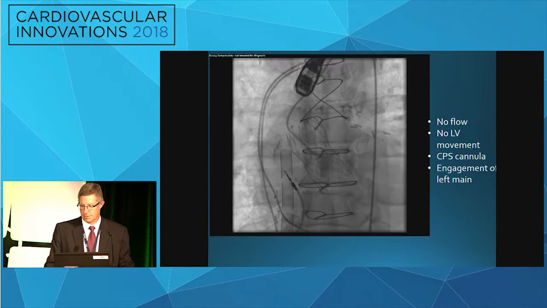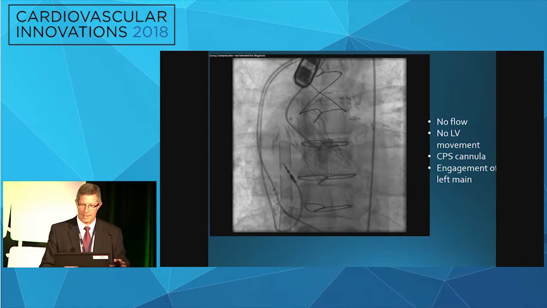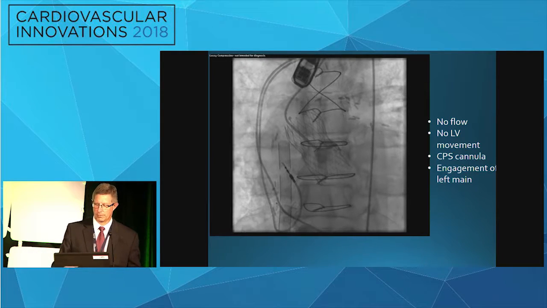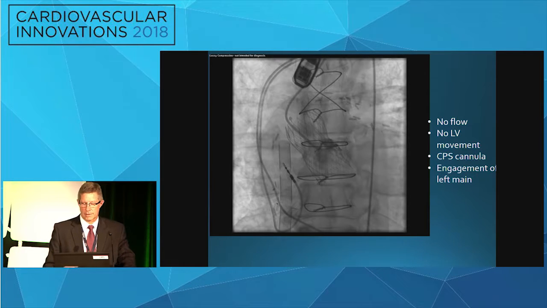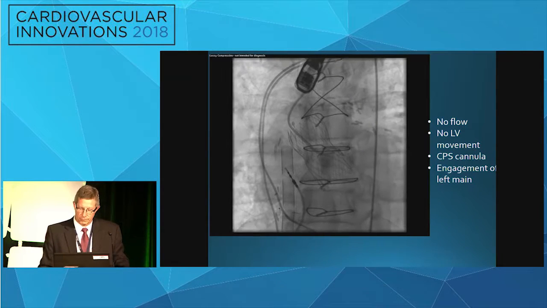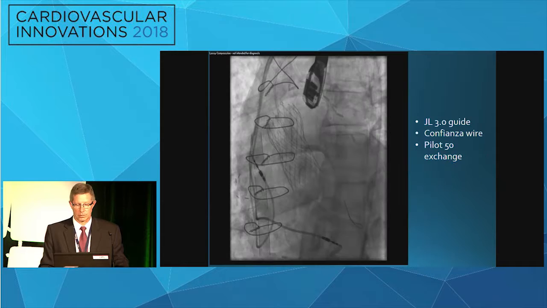So now you can see the CPS cannulas in place. This one had adequate circulation of the legs. We quickly put them on bypass while the other person was working to get the coronary arteries. No flow, no left ventricular function, a total occlusion of the left main. Once in a while, it's hard to find out where the origin of that left main is. This time I knew to put in a JL3.0 guide.